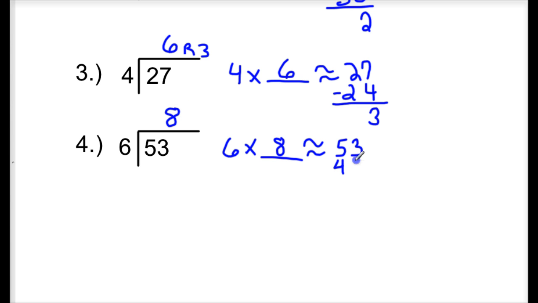6 times 8 is 48. And then I need to subtract 48 from 53. I can count up from 48 to 53, or I can regroup. Either way is going to be fine. I'm going to just count up: 48, 49, 50, 51, 52, 53, and that gives me 5, and so my remainder is going to be 5.